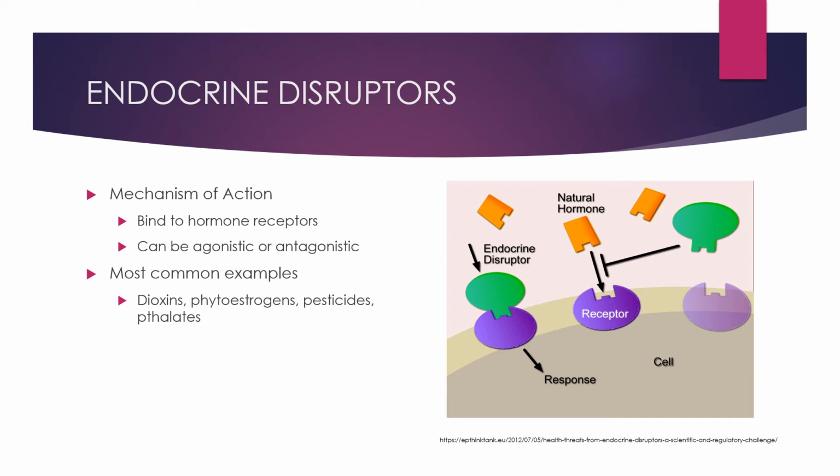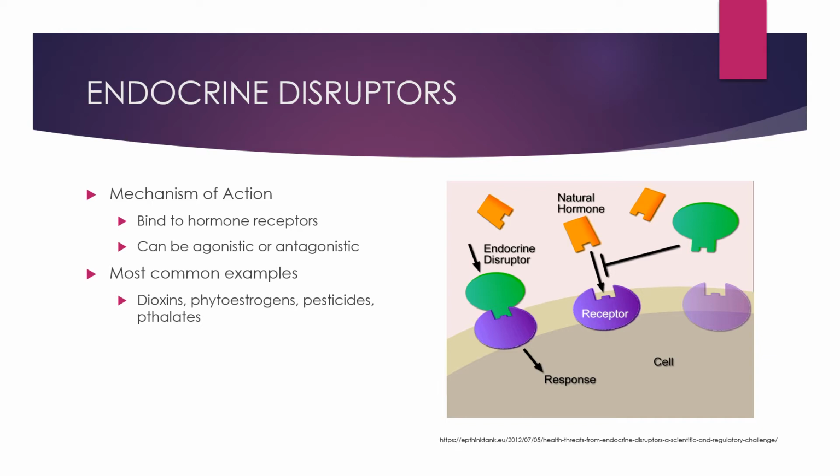And so when endocrine disruptors bind to the receptor, they can either block the normal function of the hormone, so it turns off the pathway, or it can activate the pathway, in which case it will likely be overactivated.